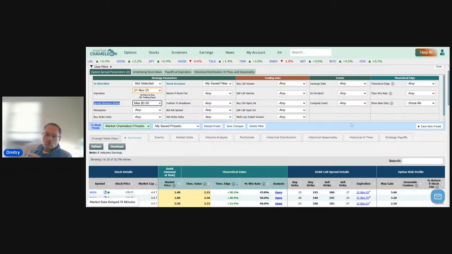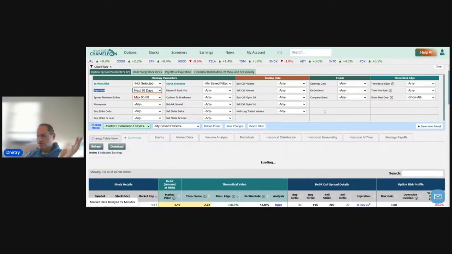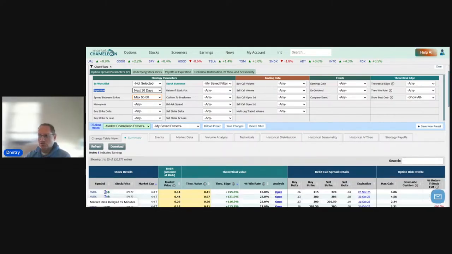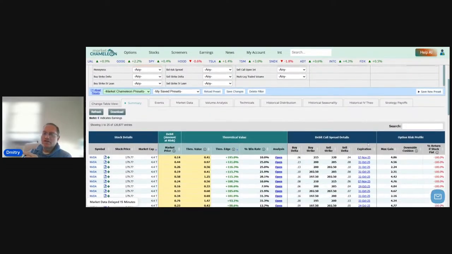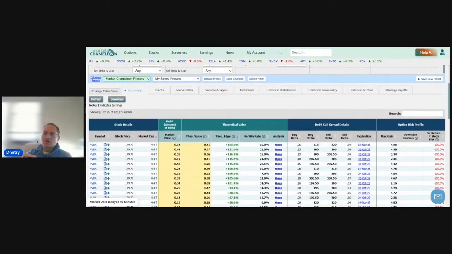I'm going to first expand this expiration, and let's look for spreads that expire within the next 30 days. This expands the available expirations to analyze, so it's not necessarily just one expiration. After we did that, you could see we now have different option expirations. These are the spreads that we're analyzing.